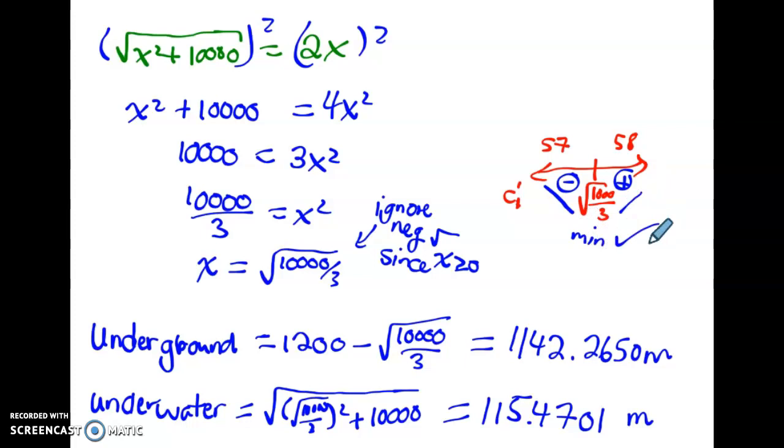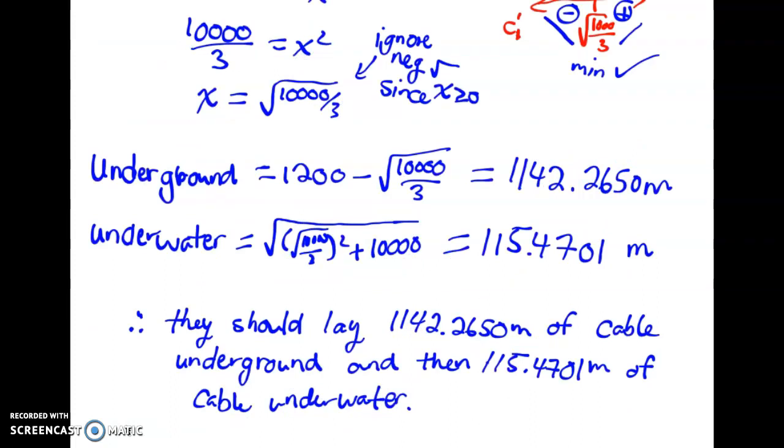Okay, so the last thing here is to write out a little therefore statement. Therefore, they should lay 1,142.2650 meters of cable underground, and then 115.4701 meters of cable underwater in order to minimize the cost.